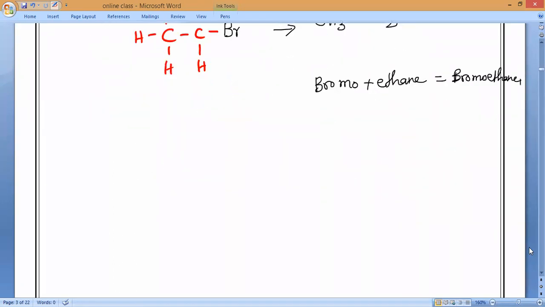Same way, if we make it for propane, tell me, propane, what will happen? It will become bromopropane. Can you make the structure, please? What is the structure that will come?